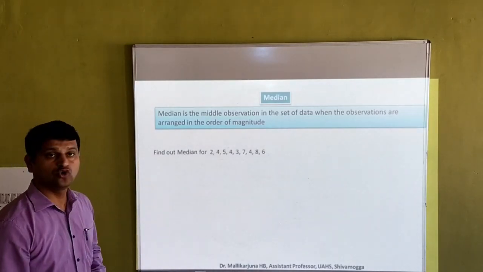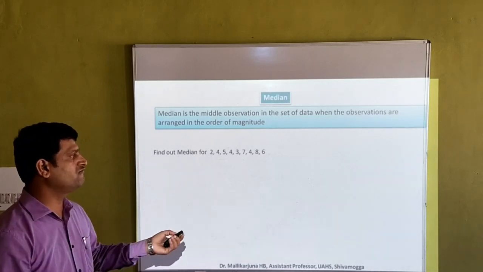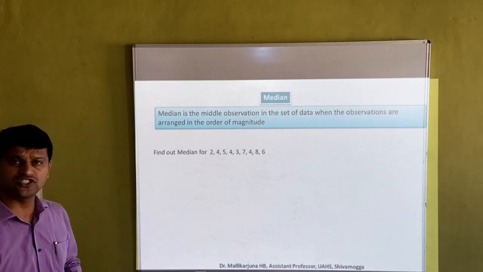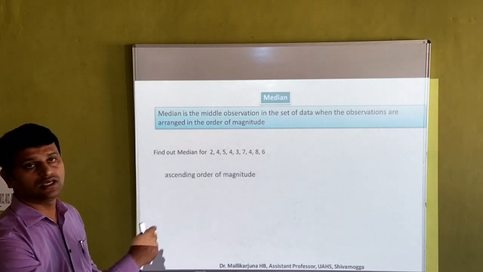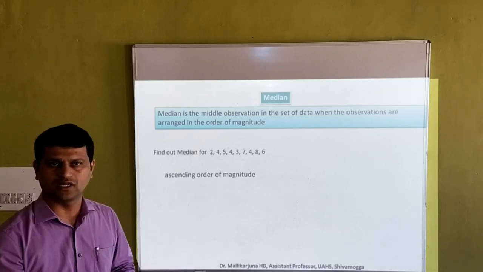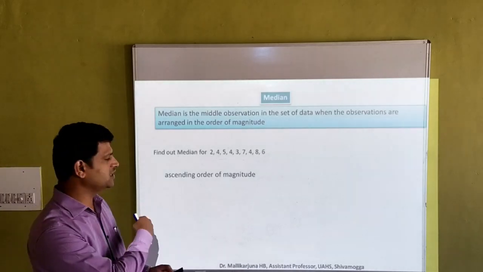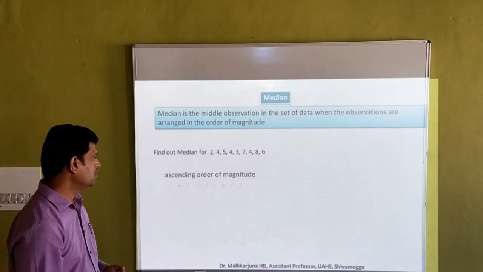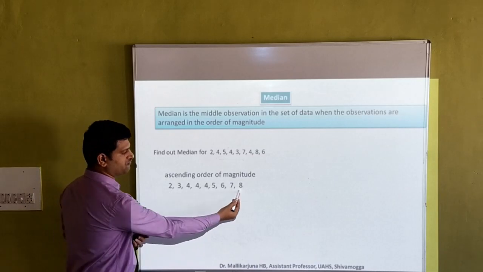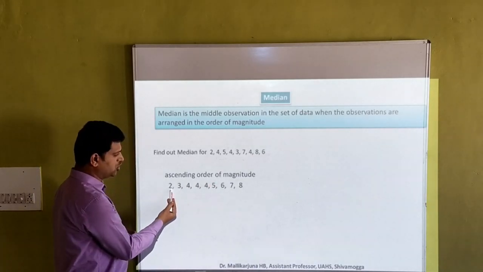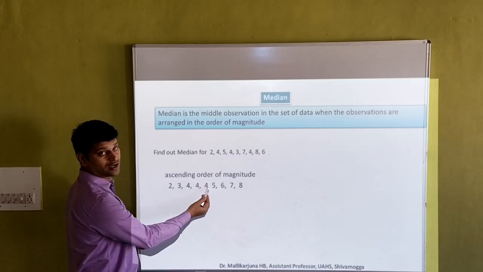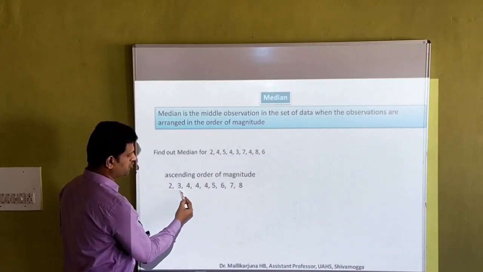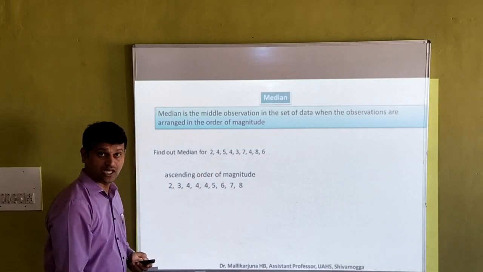Find the median for 2, 4, 5, 4, 3, 7, 4, 8, 6. There is a set of observations here. The first thing we have to do is arrange them in the order of magnitude, ascending or descending. Ascending order will be the easy method. Now I have arranged the observations: least value 2, 3, 4, 4, 4. We should not neglect repeated values. Then 5, 6, 7, 8. So all the observations are covered. How many observations? 9 observations are there.